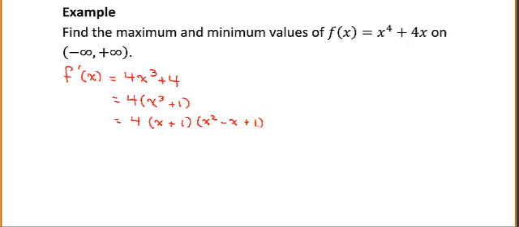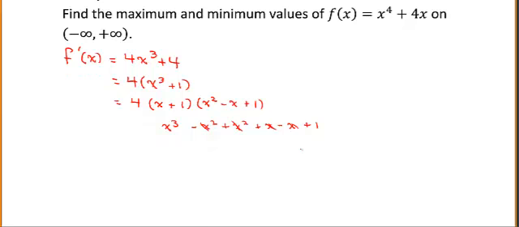If you check that, when you multiply this out, let's just do this quickly. That's x times x squared is x to the third. x times negative x is negative x squared. 1 times x squared is positive x squared. x times 1 is x. 1 times negative x is negative x. And then 1 times 1 is 1. And notice these cancel. So this is the way that it factors.